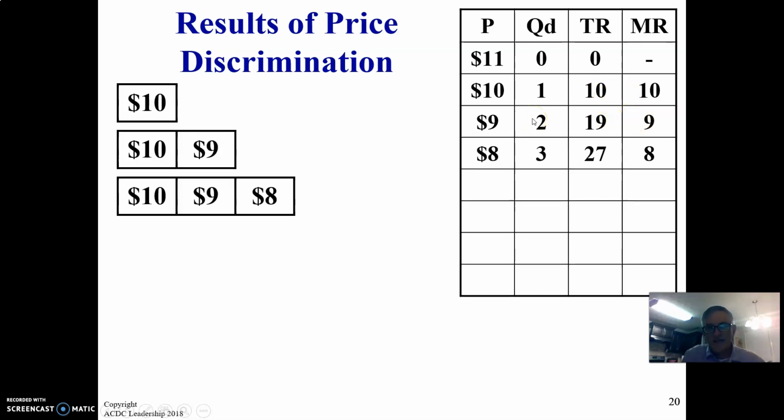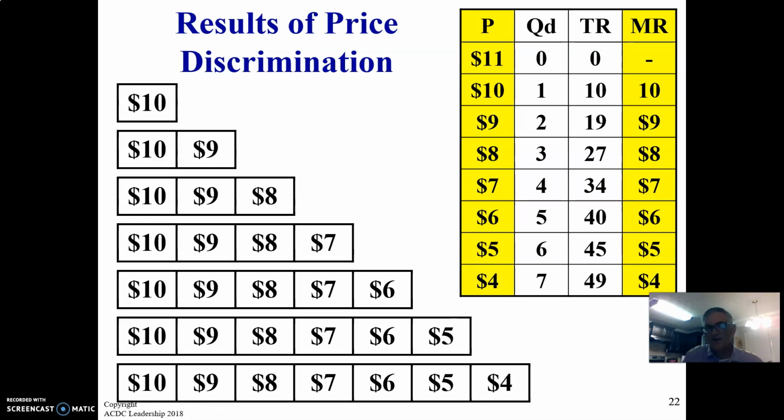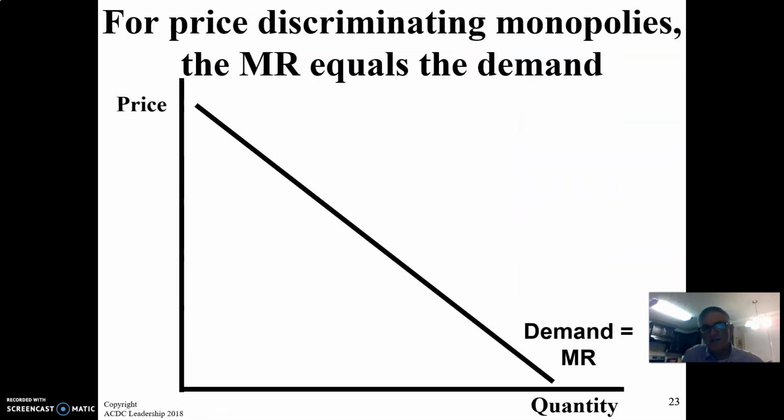Okay? That continues to take place because the next sale, the next unit, the next item that we sell, the marginal revenue is going to go up by the amount of the price. And this just follows the graph all the way out. Notice the price, and notice the marginal revenue. Those are the same. Therefore, when we graph for price discriminating monopolies, the marginal revenue equals the demand.